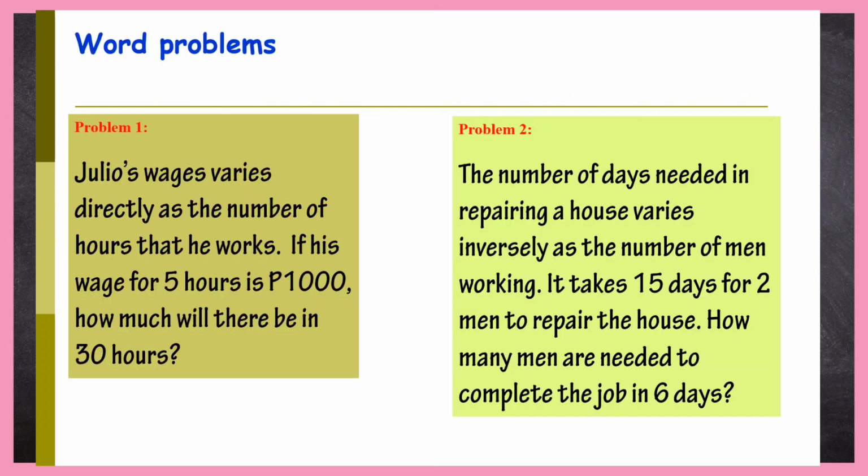And then we can also apply word problems in direct variation and inverse variation. We have in problem number 1, Julio's wages varies directly as the number of hours that he works. So that is the mathematical statement. If his wage for 5 hours is 1,000 pesos, how much will there be in 30 hours?